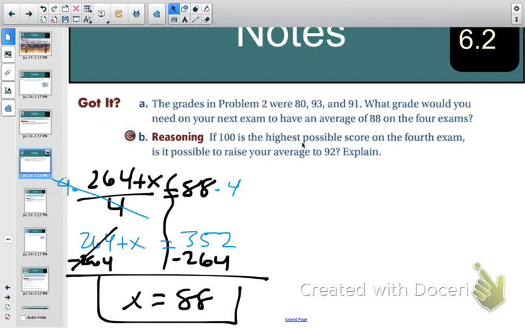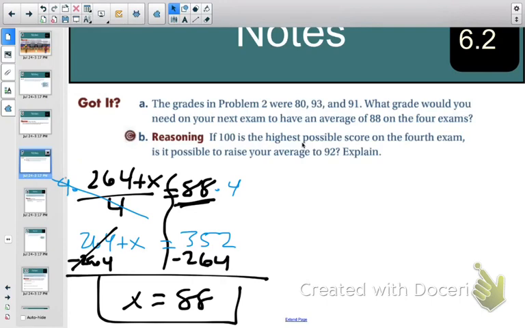Alright, so basically the same problem, you're just changing the 90 to an 88 here. After you go through and solve that, I got 88. So if you want to have an average of 88, you only need to get 88, versus if you want to have an average of 90, you have to get 96. So it's a little bit harder to get the average up to 90, especially when you've taken 4 tests already. The more tests you take, the harder it's going to be to raise that average, unless you're doing well on those.